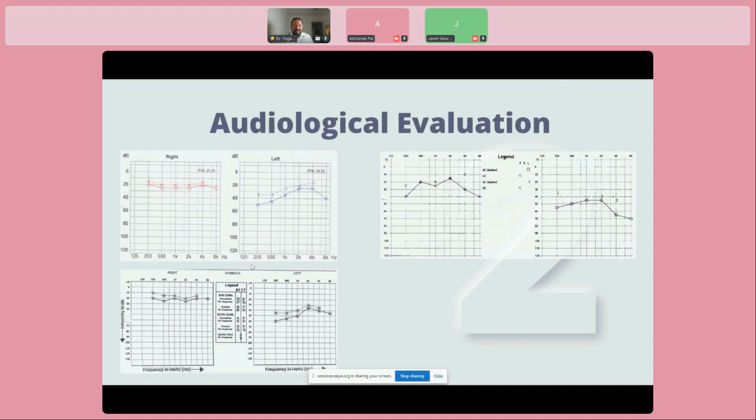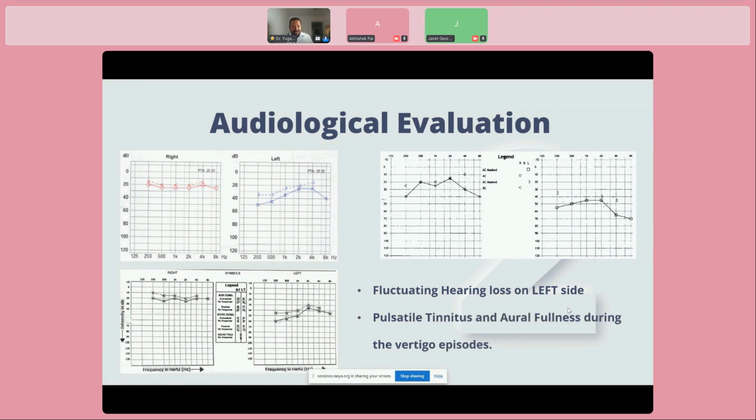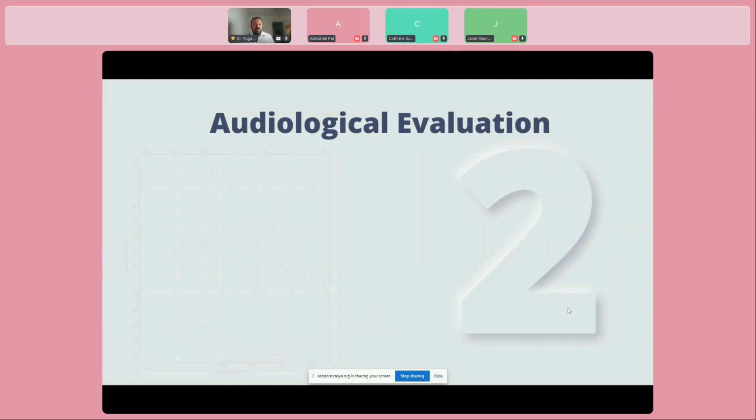Okay, these are the audiograms. You see at the beginning the thresholds are fine, and then it eventually got worse, right? The patient also feels a fluctuating hearing loss on the left side, and also mentions pulsatile tinnitus, some aural fullness with episodic vertigo. Doesn't it sound like Meniere's, with fluctuating hearing loss, tinnitus, aural fullness, right? However, the ECOG was completely normal. What could be the reason?